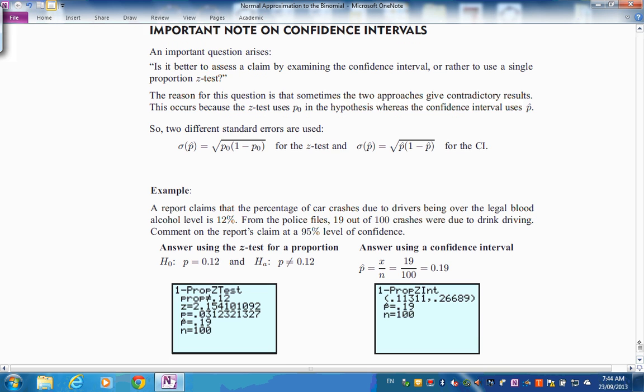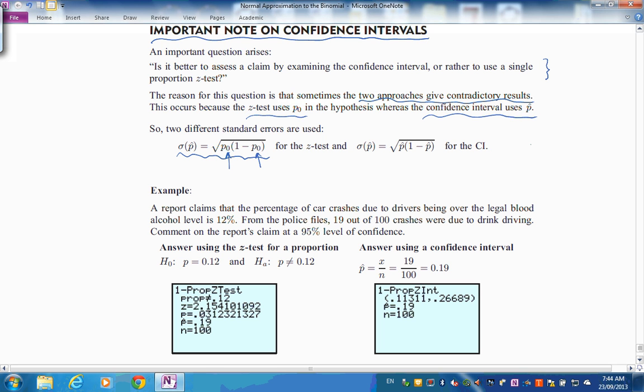Just a little note here from Hayes and Harris. Important note on confidence intervals. Now, this pertains to proportions mainly. Is it better to assess a claim by examining the confidence interval, or rather to use a single proportion Z-test? With proportions, there's something interesting here. You can get contradictory results, because the Z-test uses P0 and the confidence interval uses P hat in the case of a proportion.